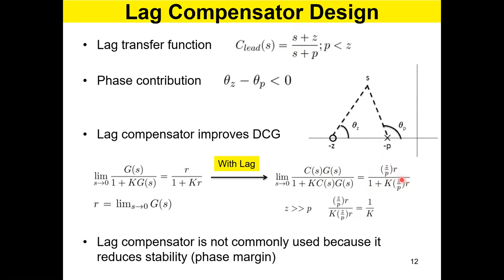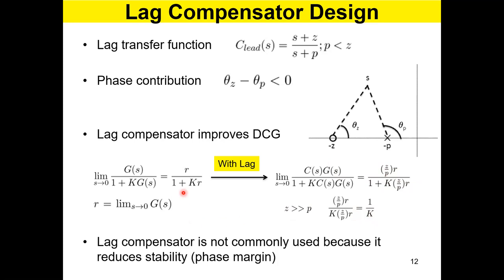Now, if you further assume, to figure out what is happening to the DC gain because of the lag compensator, that Z is very big compared to the P, right? It doesn't have to be like that, but just to figure out the effect of the lag compensator on the DC gain, you can for a moment assume this. When Z is very big compared with P, you can say this one is meaningless, so you can say Z over P R over Z over P R times K. So it becomes 1 over K. So in that situation, the DC gain is simply 1 over K. It doesn't depend on anything, but only the feedback gain.